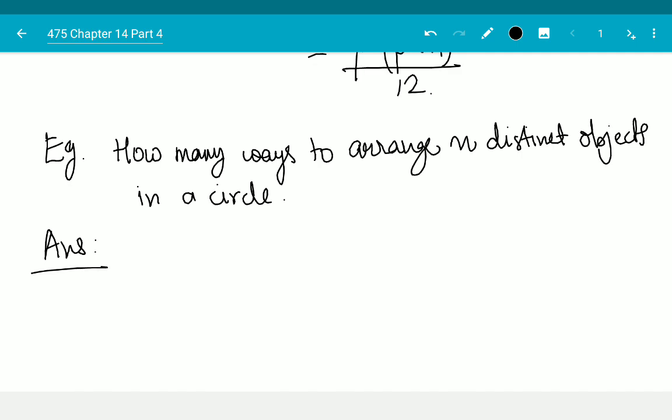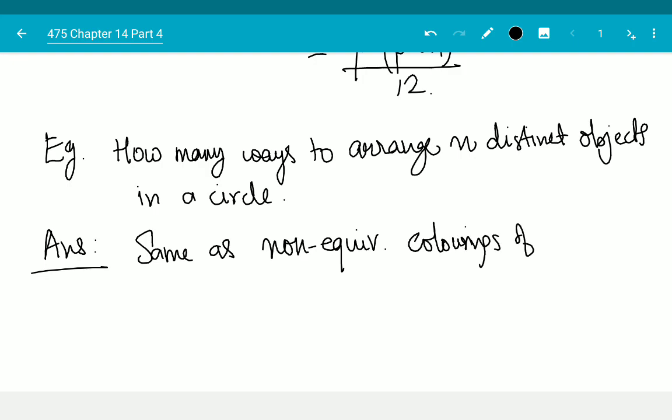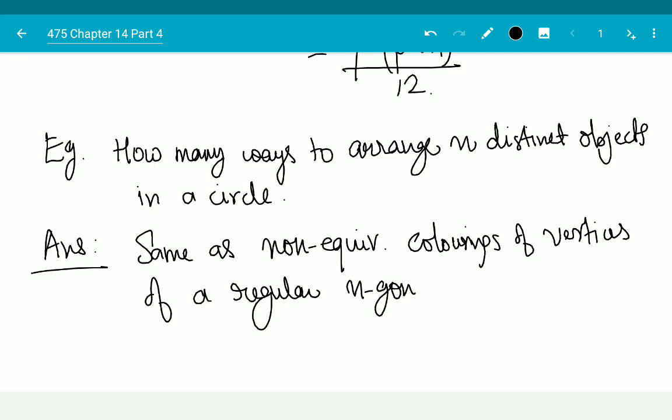Well, this is going to be equivalent to the non-equivalent colorings of the corners or vertices of a regular n-gon with respect to the cyclic group of rotations.